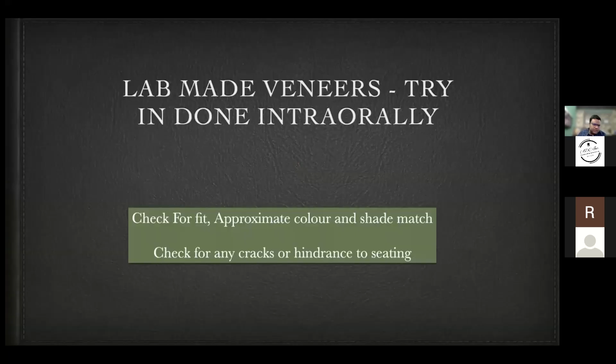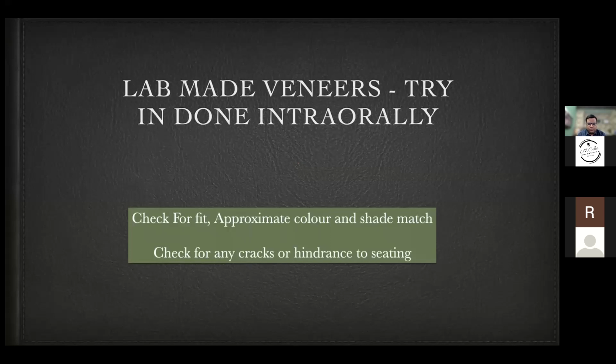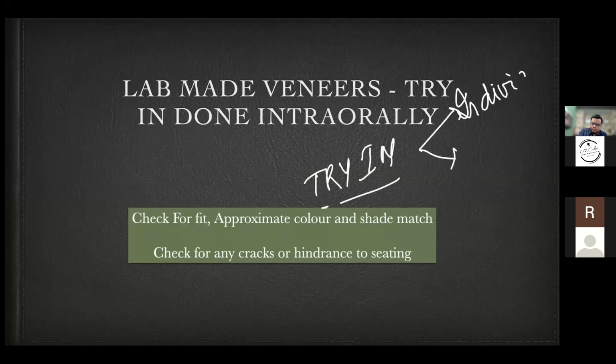Now you've done all this, you've temporized, you've sent the patient, the lab does its job, sends back your veneers. What do you do? The first step is called a try-in. Now, try-in is done in two stages. One is individual, and the other is a group try-in. Individual is when you try in each veneer with a dry fit, see if it fits well. Do not put a lot of pressure on the veneer, be very gentle with it. Try in each veneer, see for the marginal fit, done.